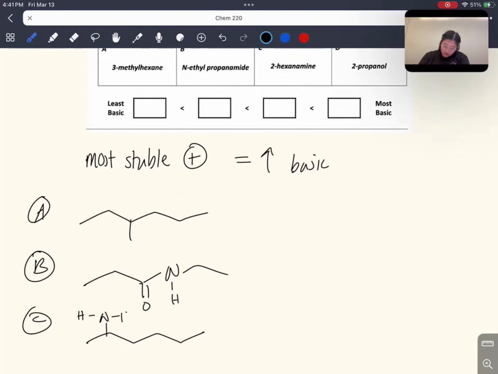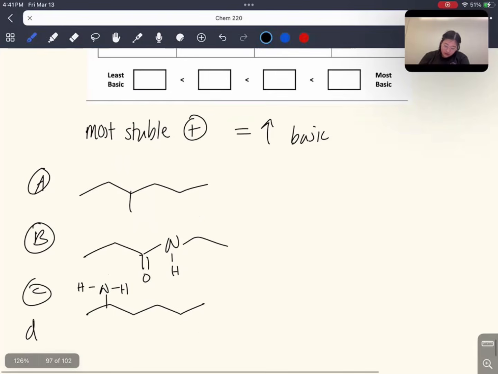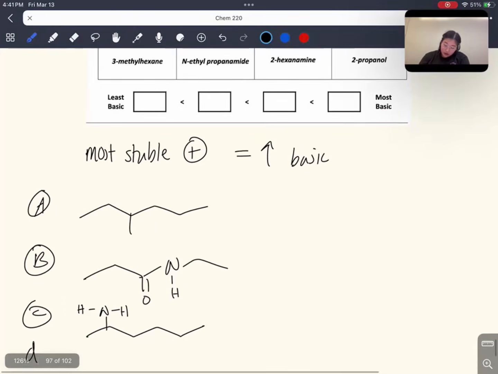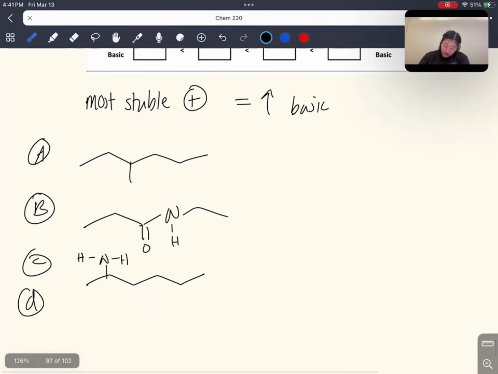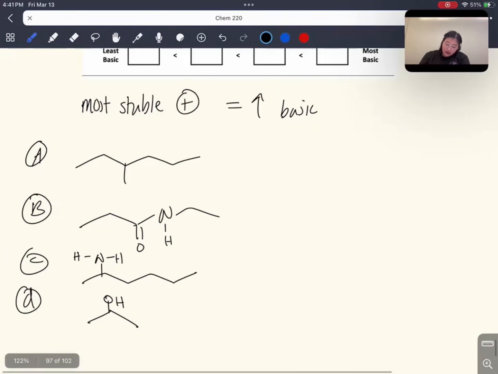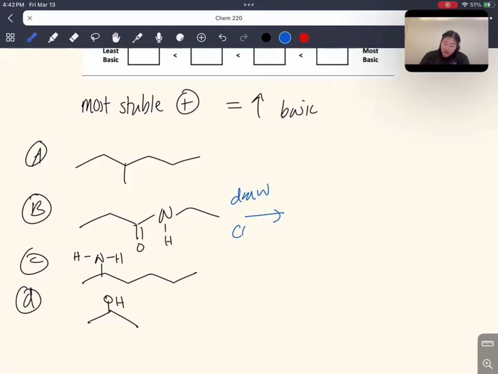For D, you have 2-propanol. So you're going to have propane with 3 carbons, and then on carbon 2, you're going to have an OH group. So the first thing you have to do is to draw the conjugate base. Sorry, conjugate acid.